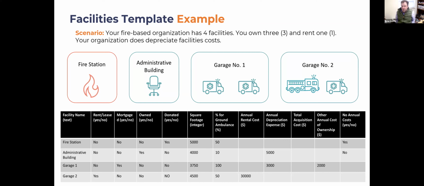And in the case of the second garage, they're renting it. And in which case, again, they're saying it's 4,500 square feet, half of which is used for the ambulance. But now they're basically taking their annual lease payment, which is $30,000 a year, and they're declaring that. So depending on how you indicated you came into possession of the building, there will then be questions as to whether or not you pay rent or not, in the case of a lease, whether or not you depreciate it or not, in the case of a building that you own, and whether or not there are other annual costs of ownership, property taxes, yes or no, etc.